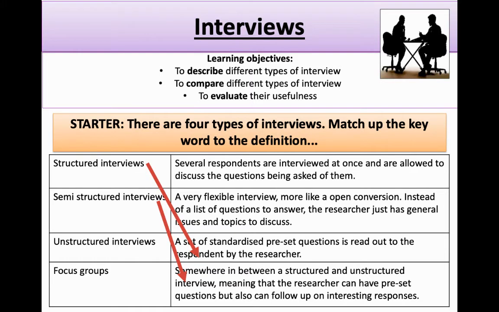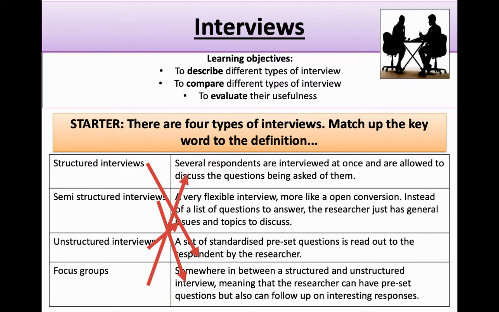Unstructured interviews is the opposite to structured interviews in the sense that it's very flexible, okay? So it's more like an open conversation. Instead of the researcher coming with a set of pre-written questions, the researcher may well just have a general set of ideas or topics that they want to discuss, but this is led entirely by the responses of the respondent, okay? The final one is focus groups.